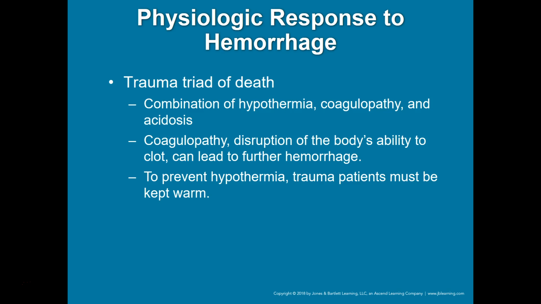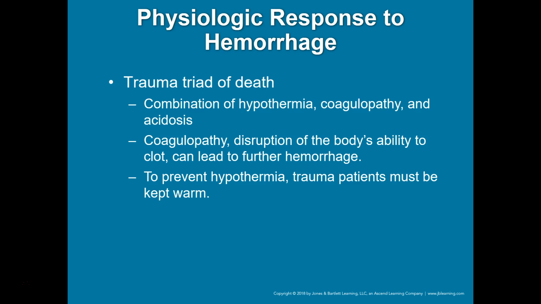This hypoperfusion causes the cells to use anaerobic metabolism, a very insufficient way of metabolizing in the body's cells, and it releases additional acidic compounds into the blood. This acidosis reduces myocardial performance, further reducing oxygen delivery and body metabolism, leading to increased hypothermia. So we're right back to hypothermia again.